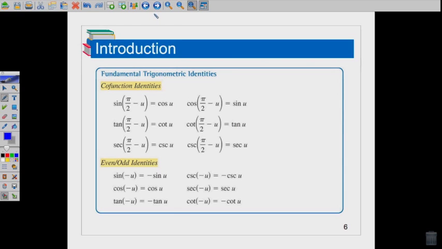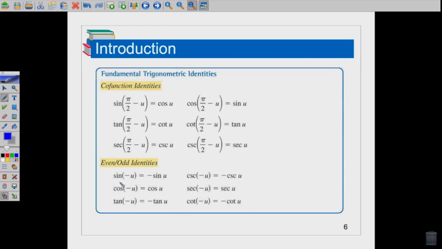There are also some other ones, the cofunction and the even-odd identities. We're not going to focus too much on these. They are very important relationships, and we'll look at them in a couple of sections. These are identities that we already kind of know in a way, we just haven't put them into such a formal manner.